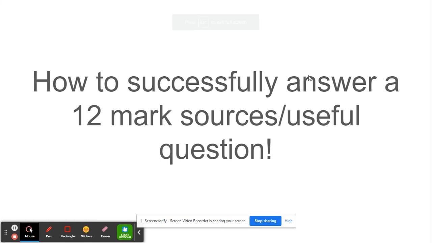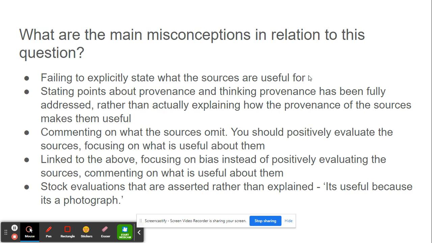So this Screencastify is going to focus on how to successfully answer a 12-mark usefulness sources question. In terms of the common misconceptions in relation to this question, the main one is failing to explicitly state what the sources are actually useful for. So in other words, what do they tell you?